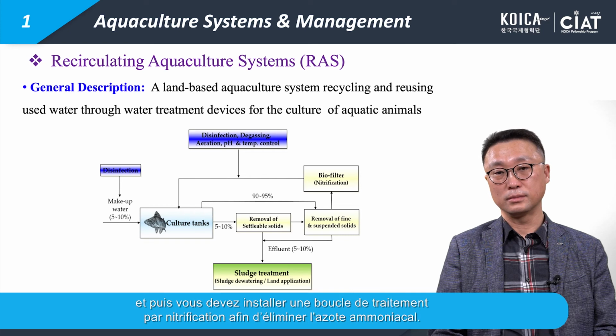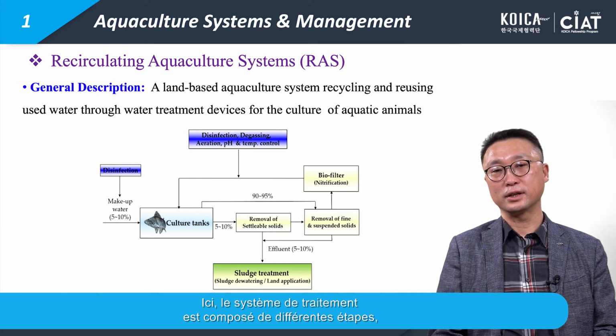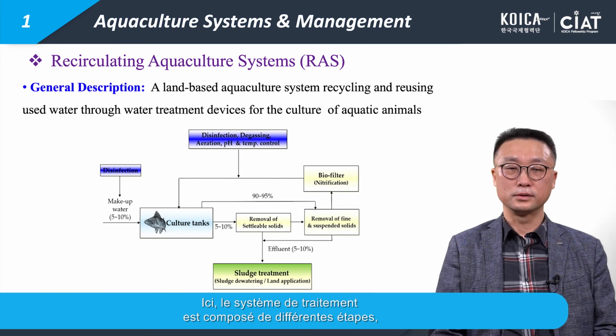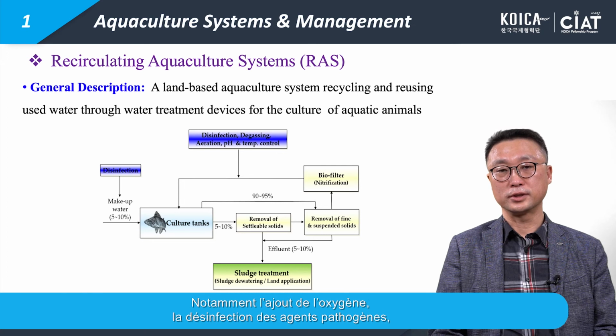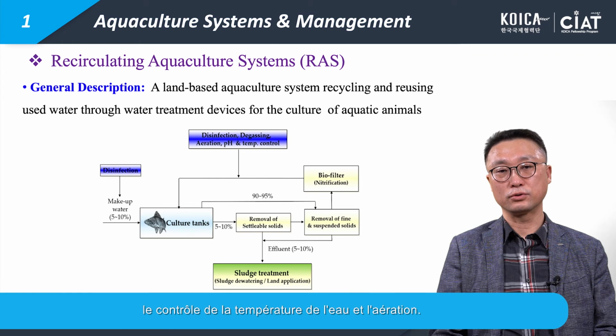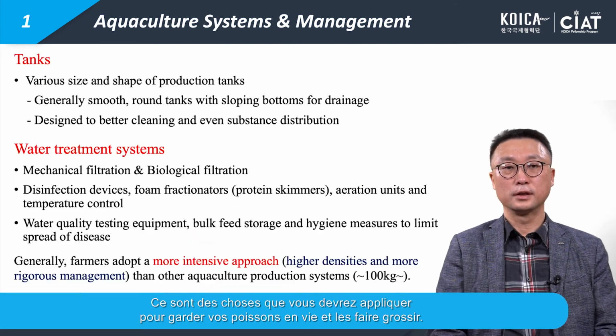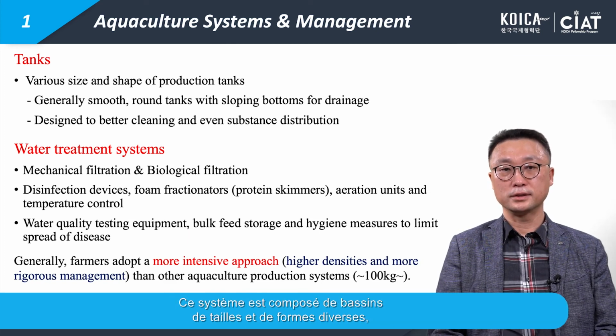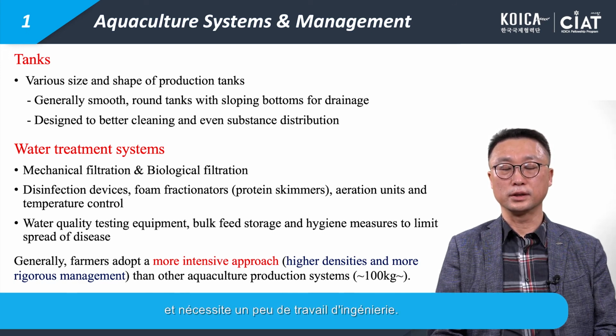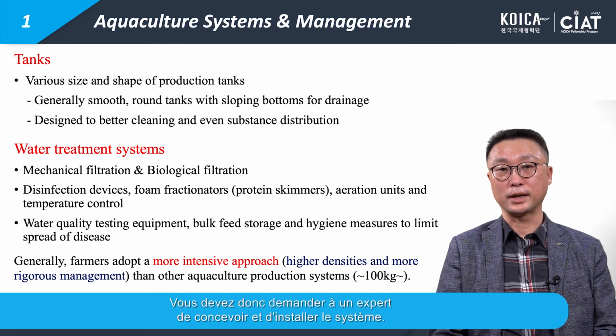nitrification biofilter to remove the ammonia nitrogen, and then there are a bunch of different types of water treatment systems, such as those for adding oxygen, disinfecting pathogens, water temperature control and aeration. Those are things you will have to apply to keep your fish alive and growing really well. It usually uses tanks of various sizes and shapes, and it requires quite a bit of engineering, so you will have to ask an expert to design and install the system.